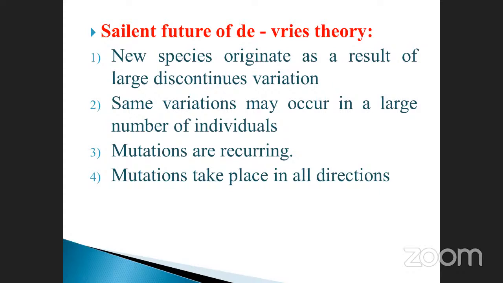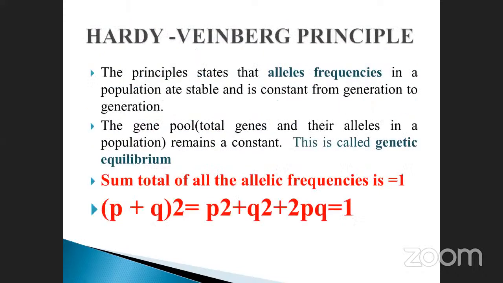New species originated as a result of large discontinuous variations. The same variation may occur in a large number of individuals. Mutations are recurring again and again. They will continue on to the next generations. And mutation takes place in all directions. It is not unique; it may happen in all directions. That also we already saw.